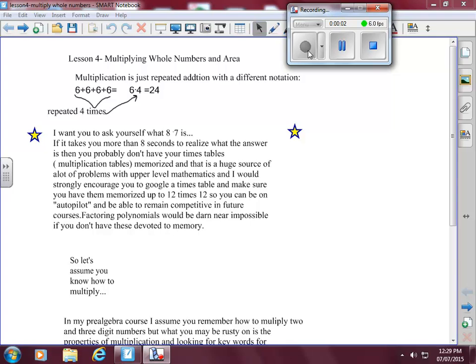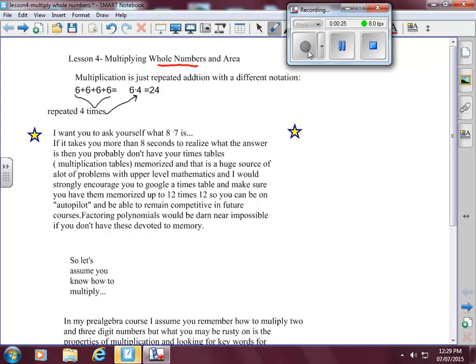Okay, welcome back. So we are headed into lesson 4, multiplying whole numbers and area. Remember, we're still dealing with the chapter on whole numbers. So I'm not asking you to work with fractions or decimals or mixed numbers or anything of that sort, or negative numbers. So we're still staying in the land of whole numbers. Then we'll move on eventually.